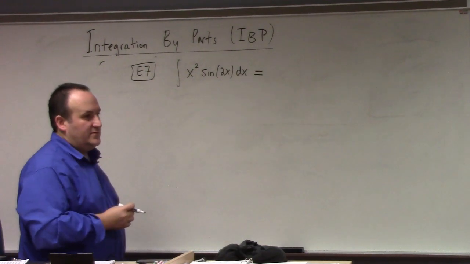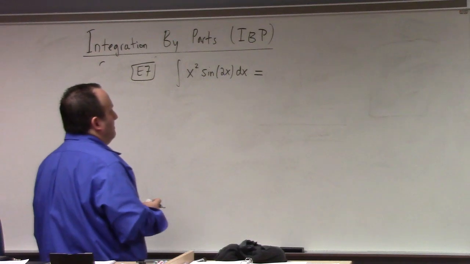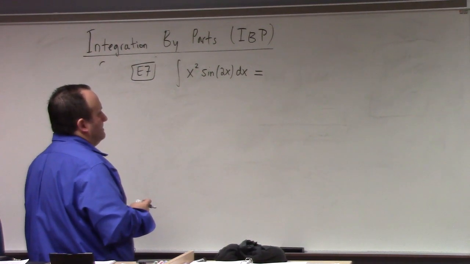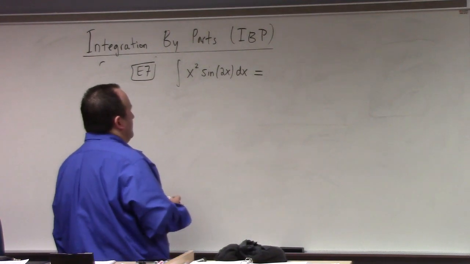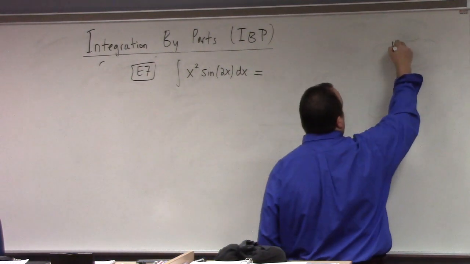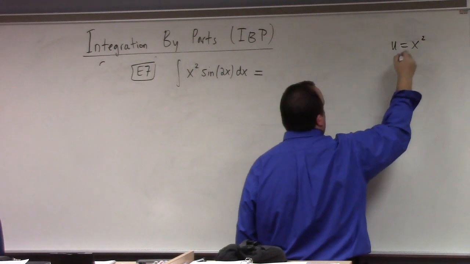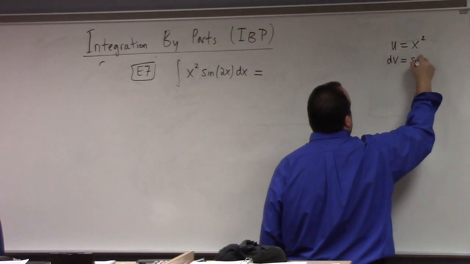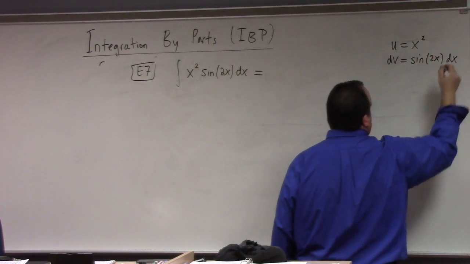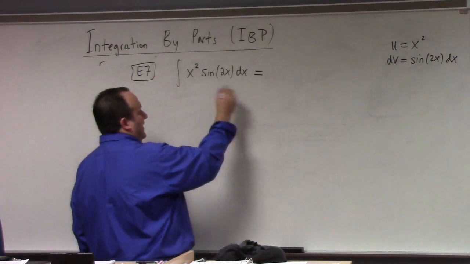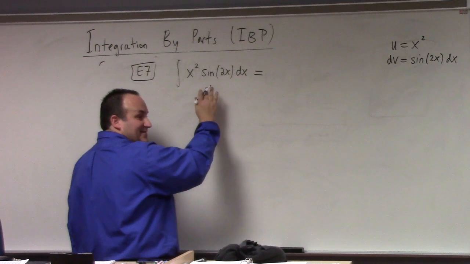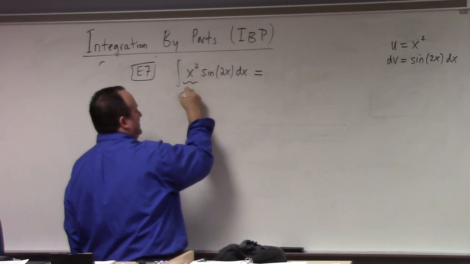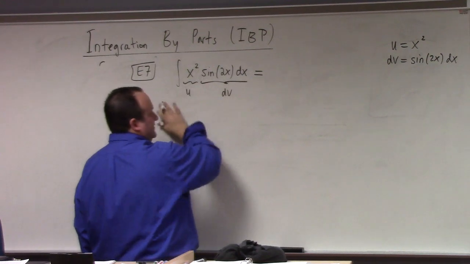How should we attempt to do this one? I think what I'm going to do is put u equals x squared, and dv equals sine of 2x dx. Now it's easy enough to overlook this, but the starting point of every integration by parts has to be identifying everything that's here as u dv, right? You can't leave anything out. If you do that, it doesn't make sense, right? You have to have all of it. This is all of it, right?